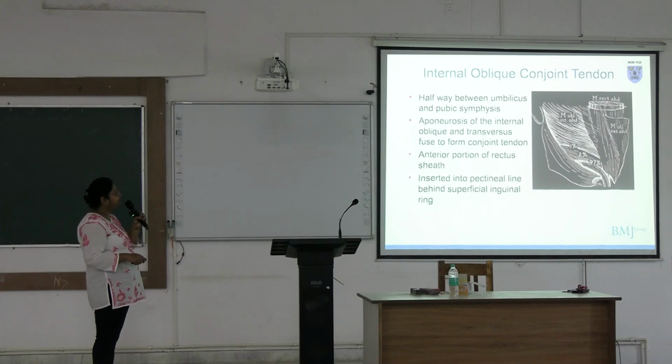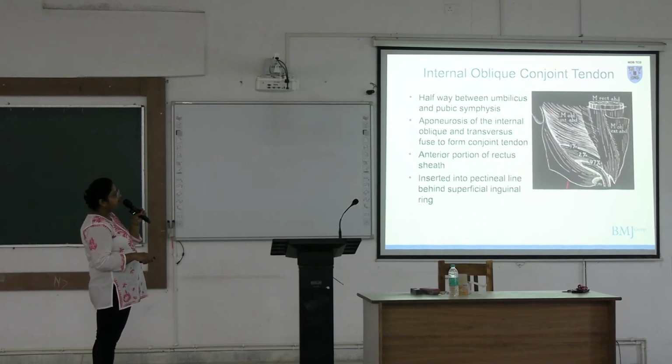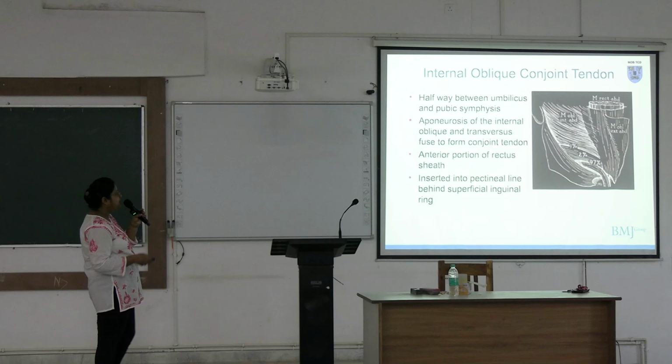the conjoint tendon. It forms the anterior portion of the rectus sheath and is inserted into the pectineal line behind the superficial inguinal ring. Here is the superficial inguinal ring. These two muscles, internal oblique and transversus abdominis, arise from the lateral part of the inguinal ligament and join together to form the conjoint tendon, which forms the roof of the inguinal canal and is then inserted over the pectineal line, and here it forms the posterior wall of the inguinal canal in the medial half.